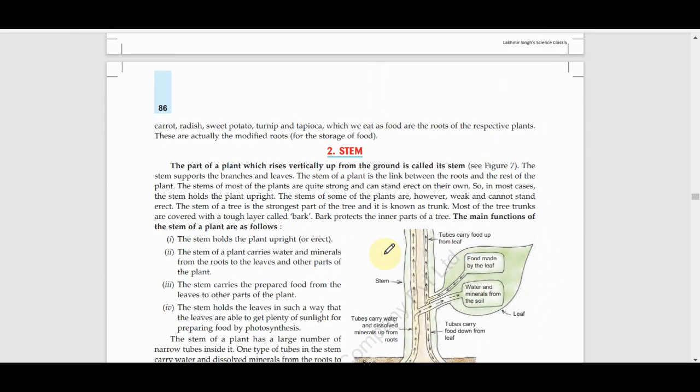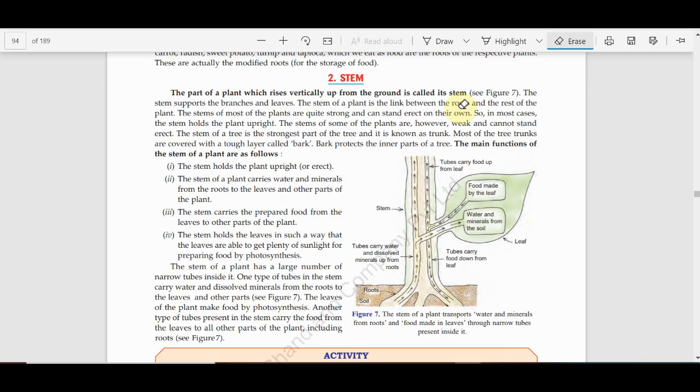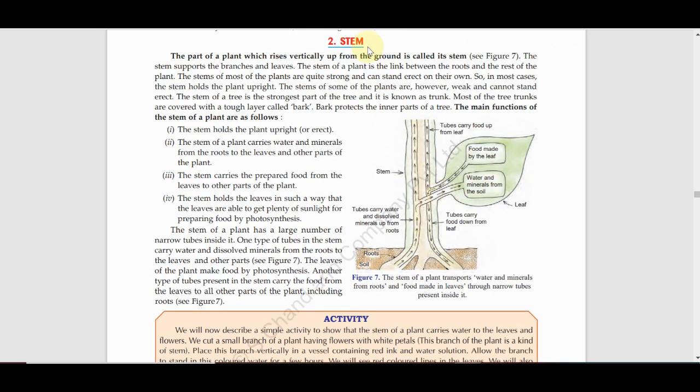Yes. Now we will see the structure of the stems. Stems, as we know, the stem is the strongest part of the plants, which grows up vertically from the ground, and we know this is the first part from the ground source, and this is the strongest part, and they have major functions in the plant's growth. We will see some functions given here.